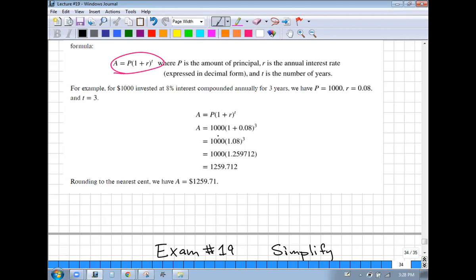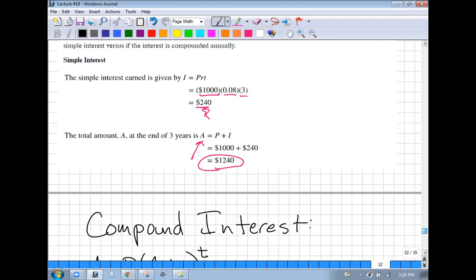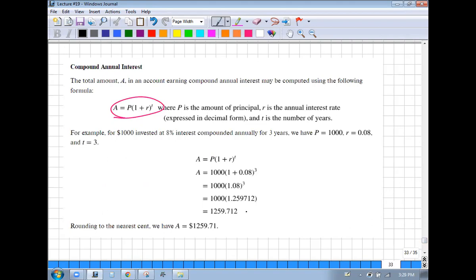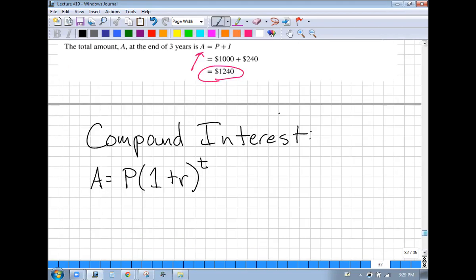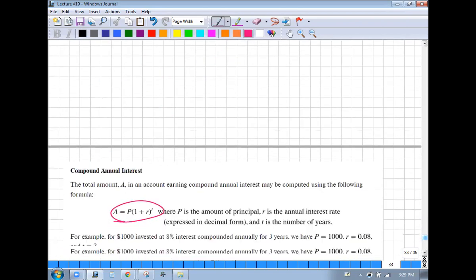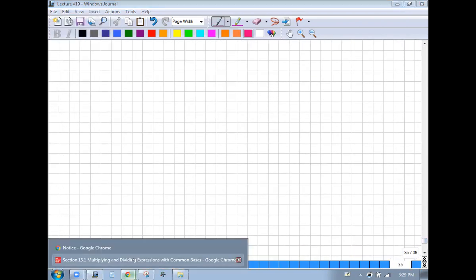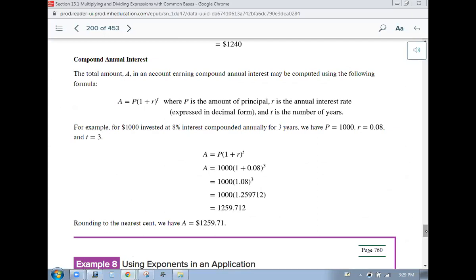But if you just plug in your numbers, you see it's $1,259. Last time with simple interest, it was just $1,240. So you can see that there's an extra $19.71, and that's from the interest on the interest, okay? Let's put a box around this. So we're not going to derive these formulas or anything. We just want to make sure that you can use them.